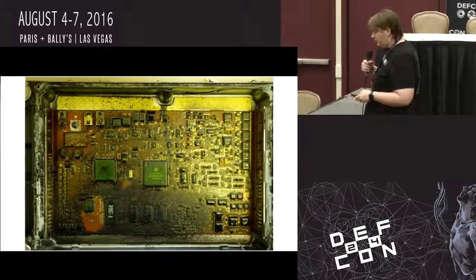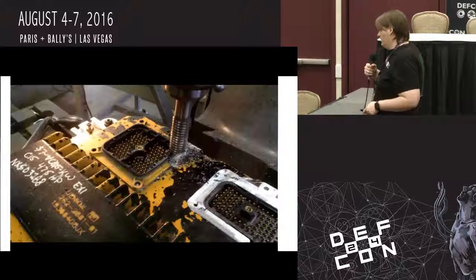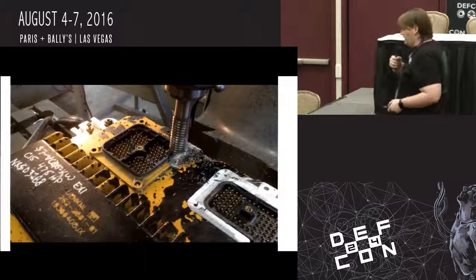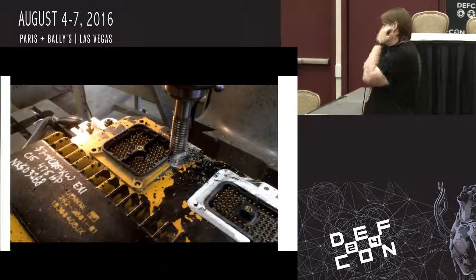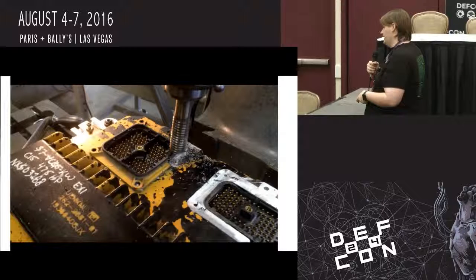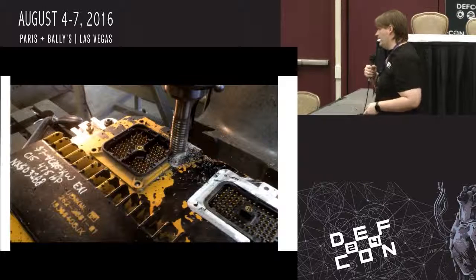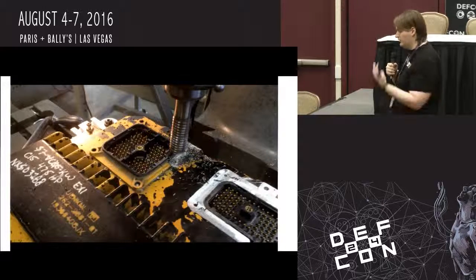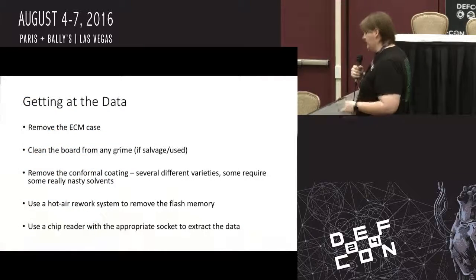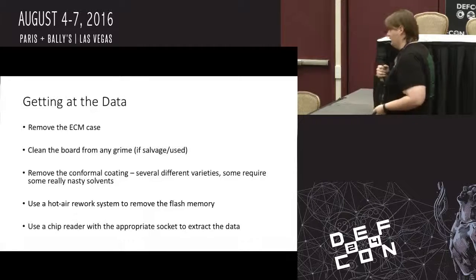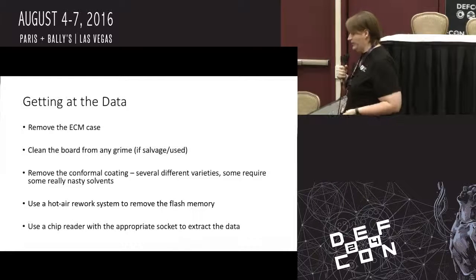But that was probably the only time we ever encountered that simplicity. Most of the ECMs we had to mill apart. You can't see it here, but this is an ECM where we are milling the connector housing off the top of it so that it will release the circuit board so that we can get to the components that are hidden from us.